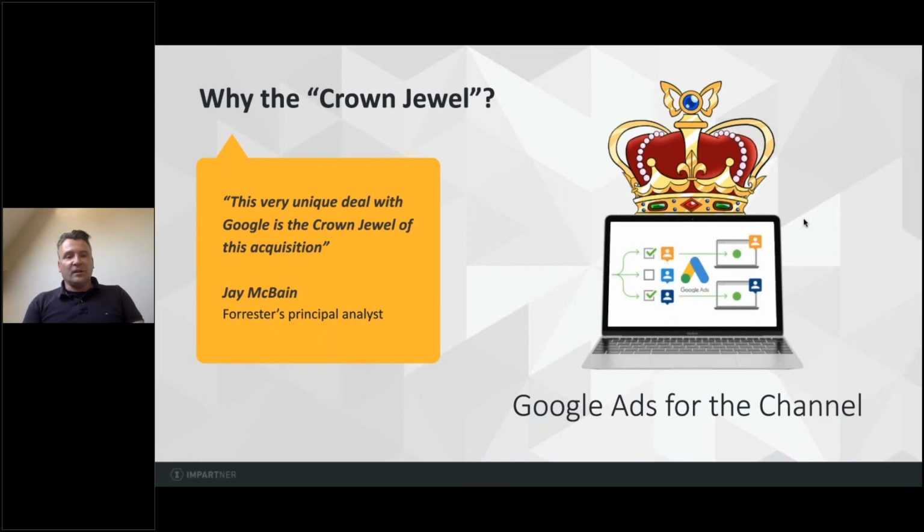During that acquisition, or after the acquisition, Jay McBain wrote down in an article that this very unique deal with Google is the crown jewel of this acquisition. And I thought that would be nice to explain why that's the case. Why would Jay McBain say this? And besides what Jay McBain has been saying about this as a crown jewel, I would like to summarize some main values that this solution provides in the market and the uniqueness of the solution still today in the market as well.